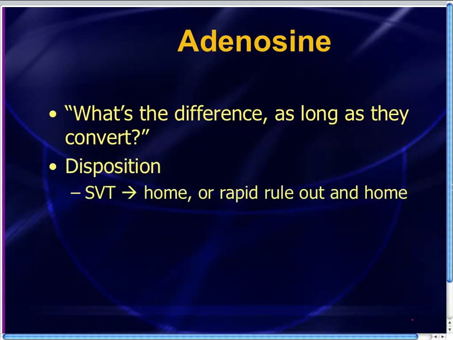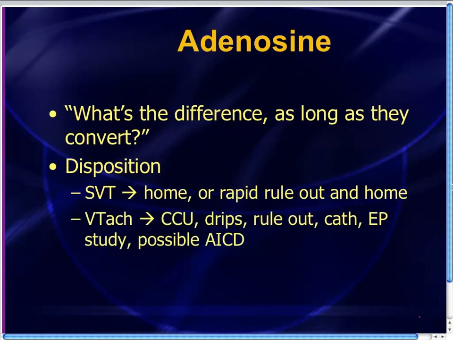All right, what do you normally do with SVT? Well, you send them home, right? Or even if you admit them, they get a rapid rule out, then they go home. There's not a lot that you do for SVT. But if somebody's got VTAC, the management's very different, right? They go to the CCU, they get put on a drip, they get ruled out. Oftentimes they go for a cath. Invariably, they go for an EP study, and they may possibly end up getting an AICD.